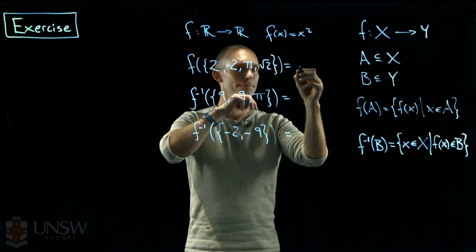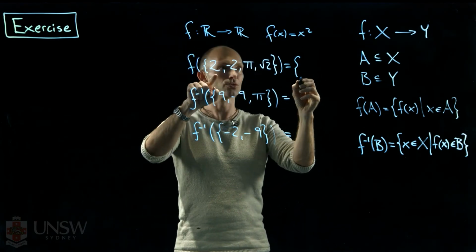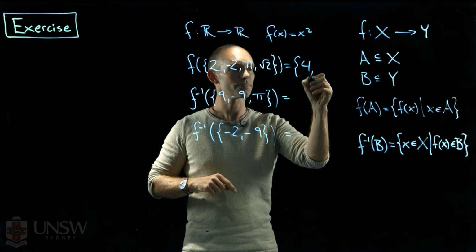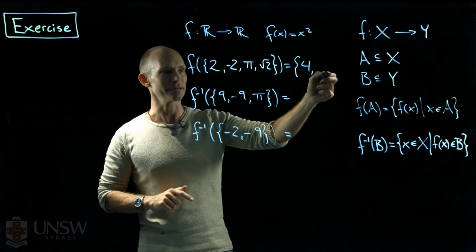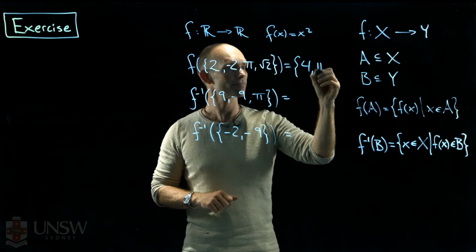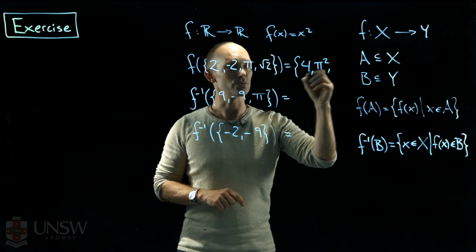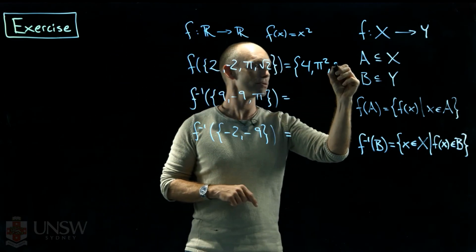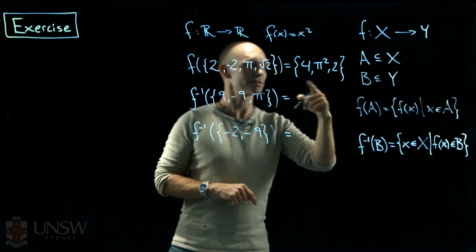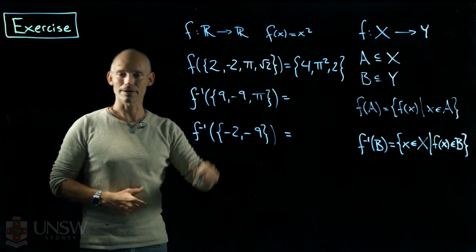So if we look, we have 2 squared, that's 4. We have minus 2 squared, that's also 4, so we don't need to write it up again. We have pi squared, and we have the root 2 squared, which is just 2. So this is the image of that set there.